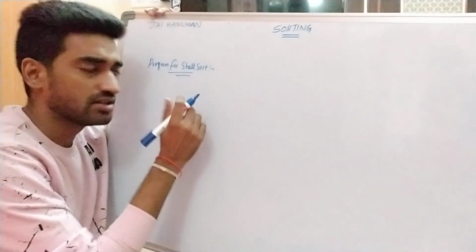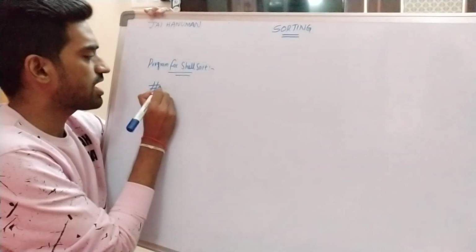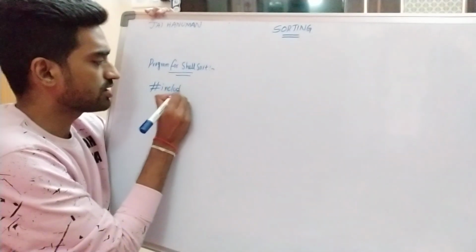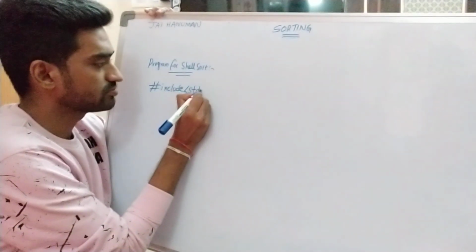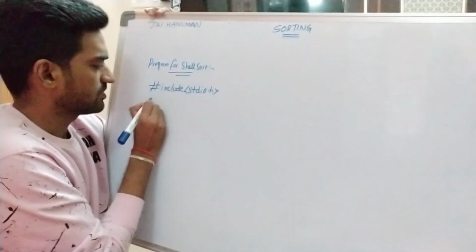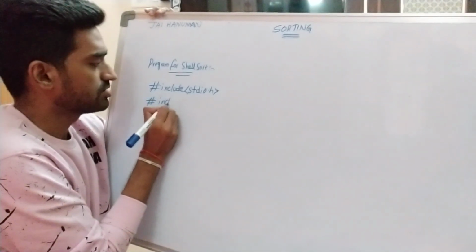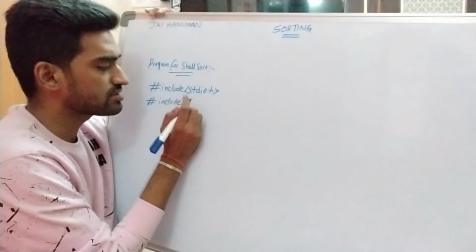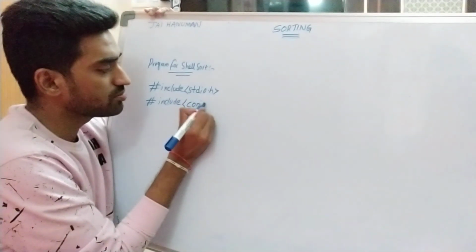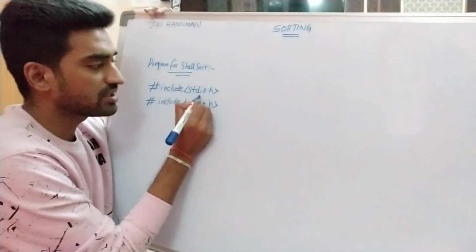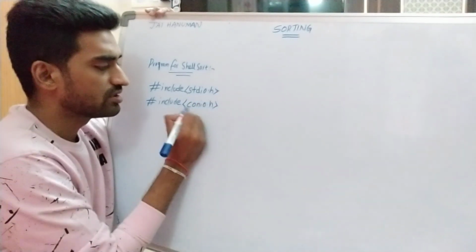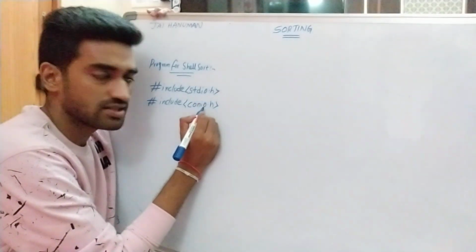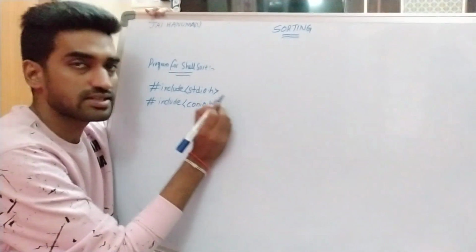In the linking section we write two header files, that is #include <stdio.h>, then #include <conio.h>. The first header file is the standard input output header file. The second header file is for console input output. To use printf and scanf functions we write stdio.h. To use clrscr and getch functions in our program, we write conio.h.